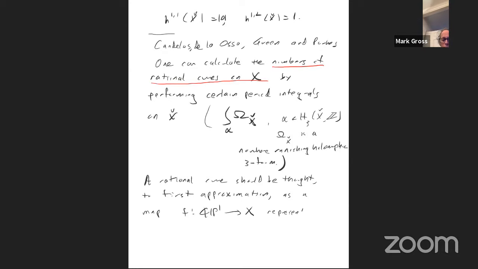representing some homology class beta in H2 of X, Z. So the push forward of the fundamental class of CP1 under this map should represent the class beta. I.e., f lower star of CP1 is equal to beta. Now, generally, of course, you can reparameterize the CP1, so you work modulo reparameterization.